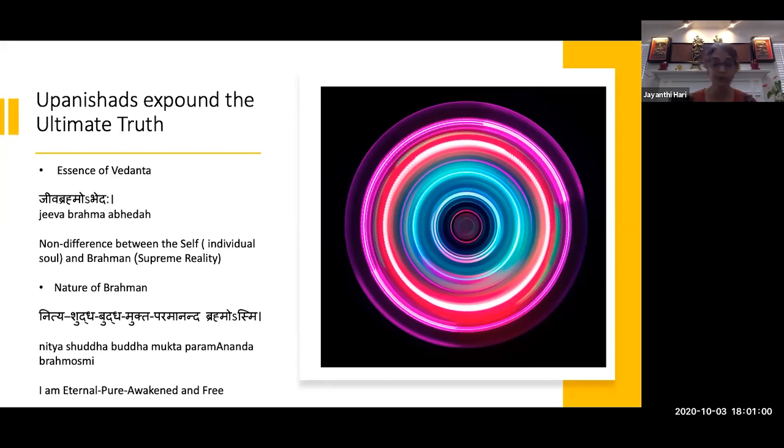Eternal means it was never created, and therefore never destructible. You cannot create nor destroy it. It is pure, meaning it has absolutely no attributes that we normally have for living beings, such as good, bad, ugly, etc. It's awakened because it is sheer knowledge, sheer awareness. It's free from the cycles of birth and death, and we'll discuss that in detail. And they say Brahman is satyasya satyam. It's the ultimate truth.